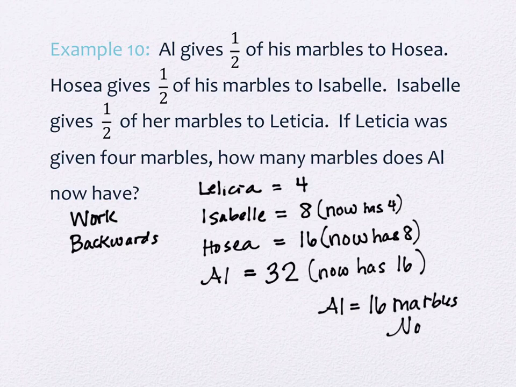Now, the question could have similarly asked us, though, how many did Al start with? And that answer would have been 32, right? So be careful with what you're being asked.